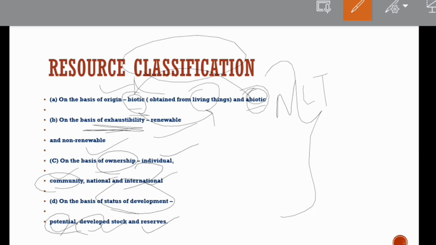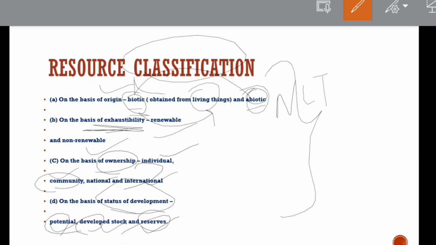Next is stock. You have read about the stock and flow concept in economics. It is quite related. For example, these are the sources which have the potential to be utilized by human beings, but we do not have adequate technology to utilize them. We do not know how to use them. For example, you have to convert certain things to use them. You can't use them raw.